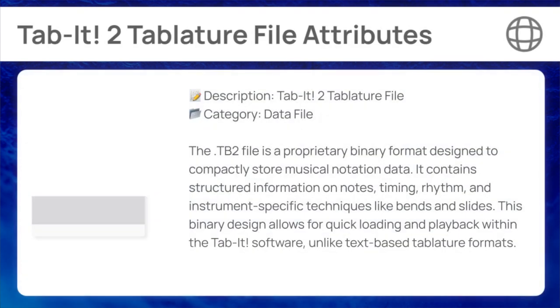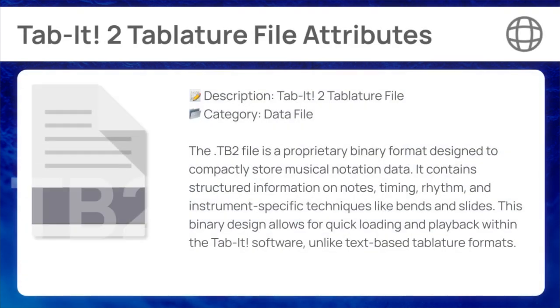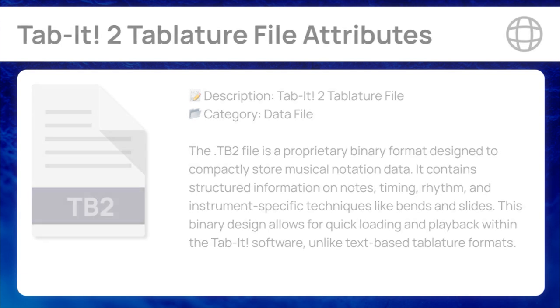The TB2 file is a proprietary binary format designed to compactly store musical notation data. It contains structured information on notes, timing, rhythm, and instrument-specific techniques like bends and slides. This binary design allows for quick loading and playback within the TB2 software, unlike text-based tablature formats.